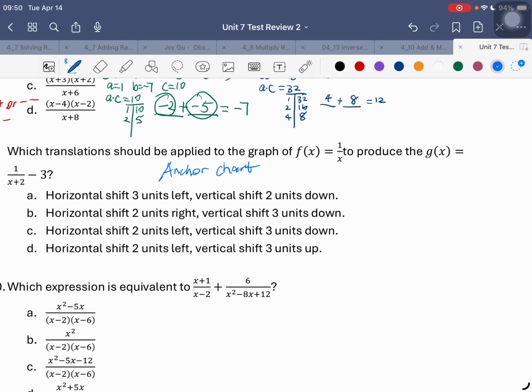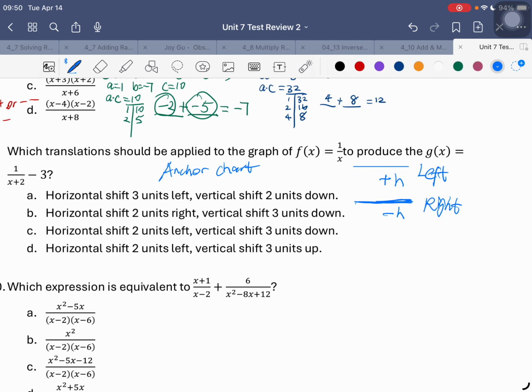So on the anchor chart, I already tell you: under the house, if it's positive h, a positive number, that's the h. Then you go to the left. You don't need to think about switching signs. You just see if under the house is positive, go to the left. If you see a negative number under the house, you go to the right.